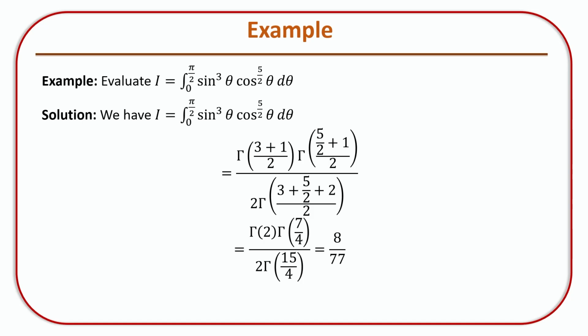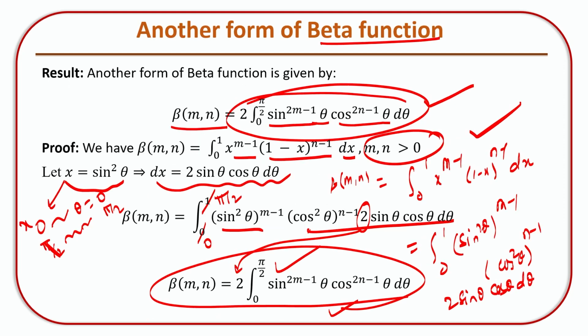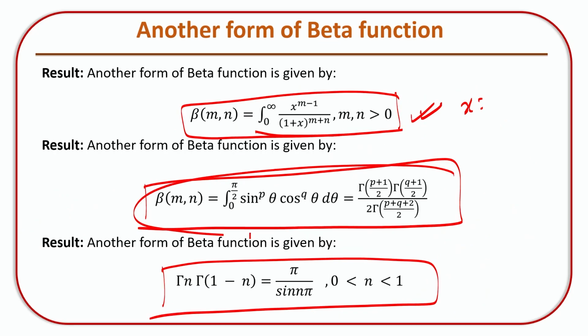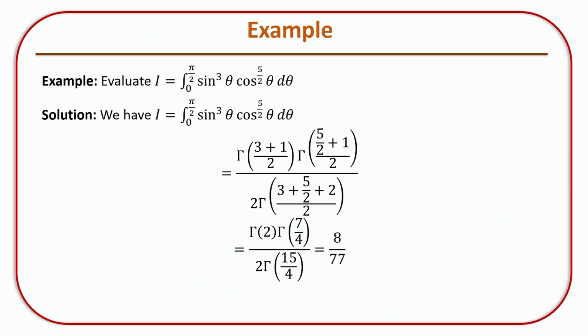Now another example: evaluate I equal to the integral from 0 to pi by 2 of sin cubed theta cos to the power 5 by 2 theta, d theta, and you know the answer, right? You know from another form of the beta function, beta(m,n) equal to the integral from 0 to pi by 2 of sin to the power p theta cos to the power q theta d theta, in the gamma function. So you can write directly here p equal to 3 and q equal to 5 by 2. So gamma((p+1)/2), gamma((q+1)/2), divided by 2 into gamma((p+q+2)/2). So it will give you 8 by 77.